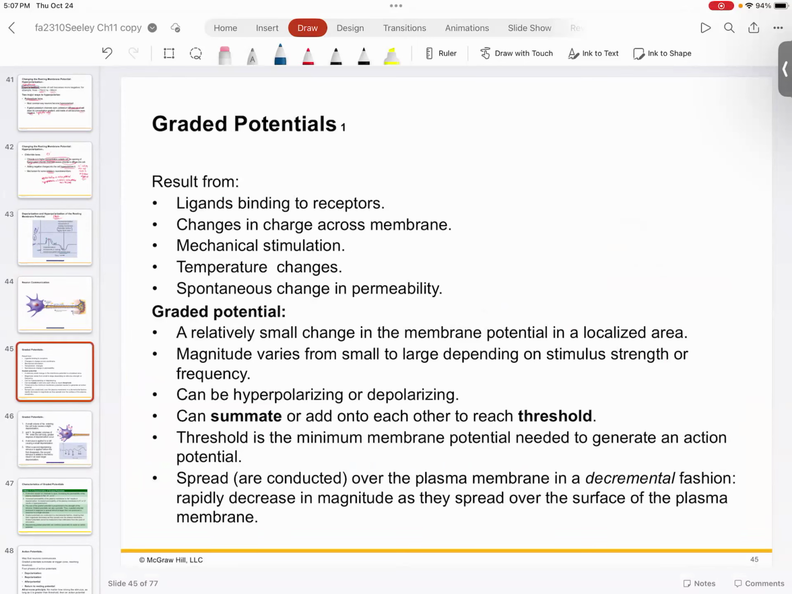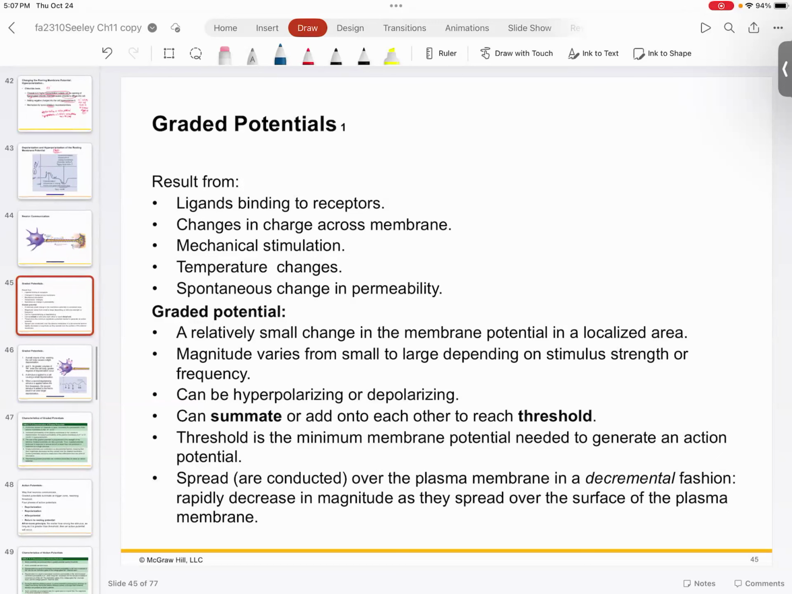Now, the neurons themselves, when you take a look at these potentials and the changes in potentials, there are a couple of different types. We talked a little bit already about resting membrane potential, and we talked about depolarization. But the one thing we haven't really mentioned is this concept of a graded potential.